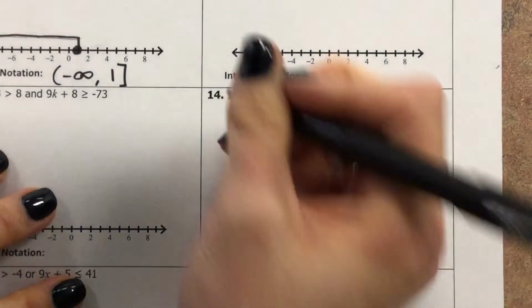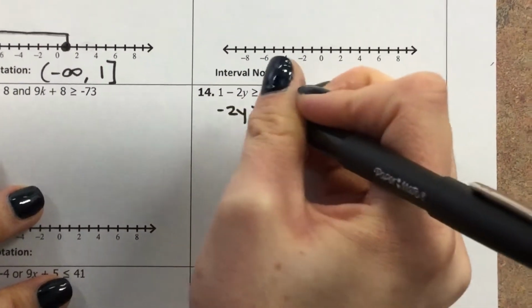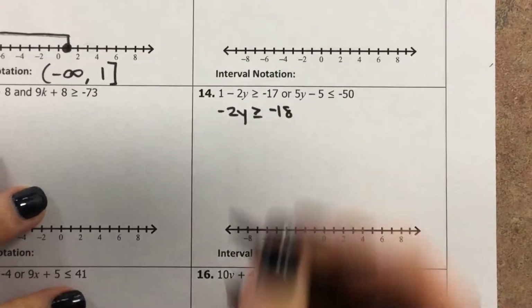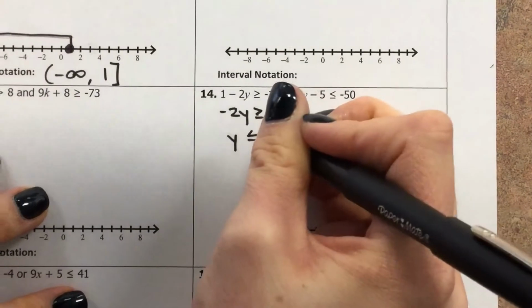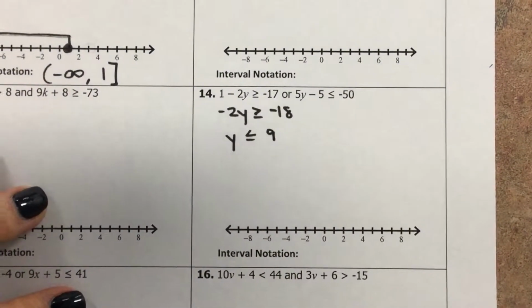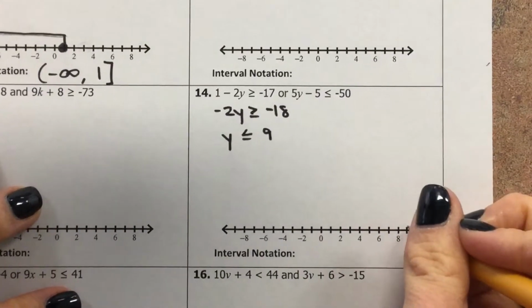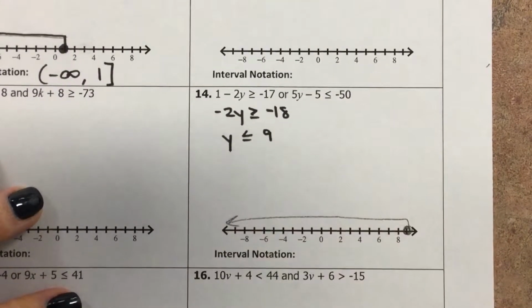So this first one, start by subtracting this 1 from both sides. So subtract 1 from -17. And then second step would be to divide by that -2. So I flip my symbol. This would be a 9. So that's one part. So this is an or, you can just feel free to put it all in one number line. So less than or equal to 9 would be this.